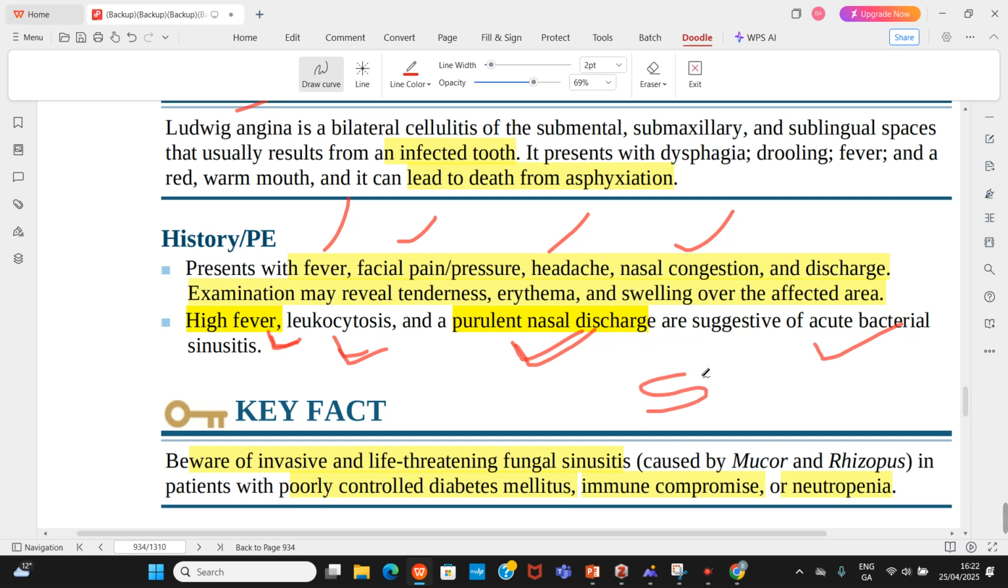Any one of the SHiM organisms, but the commonest one from the SHiM is going to be strep pneumo. That's the best to pick.